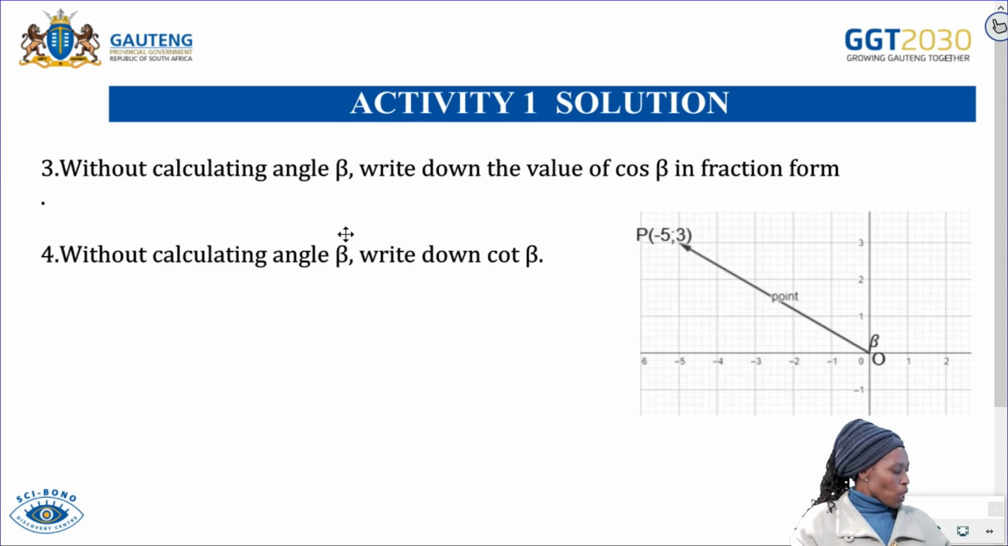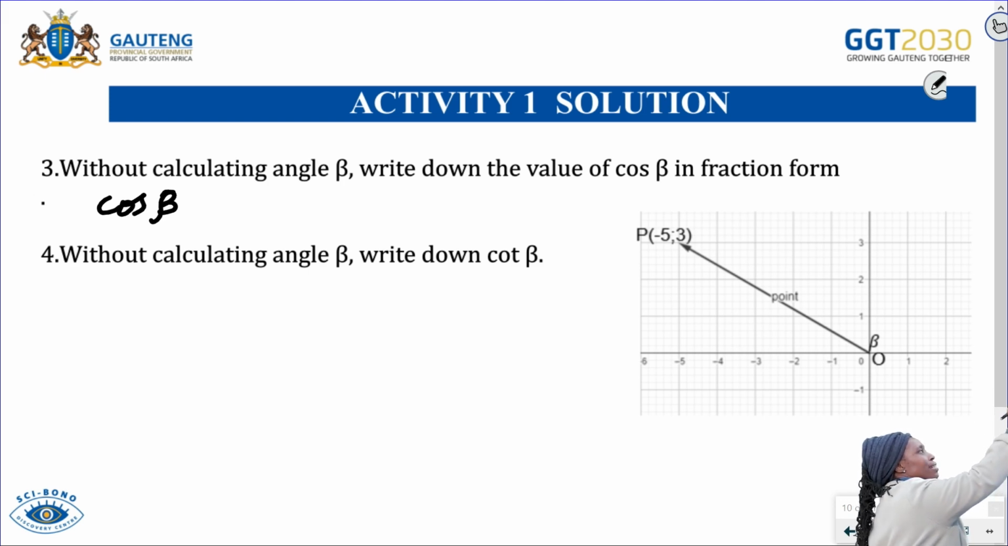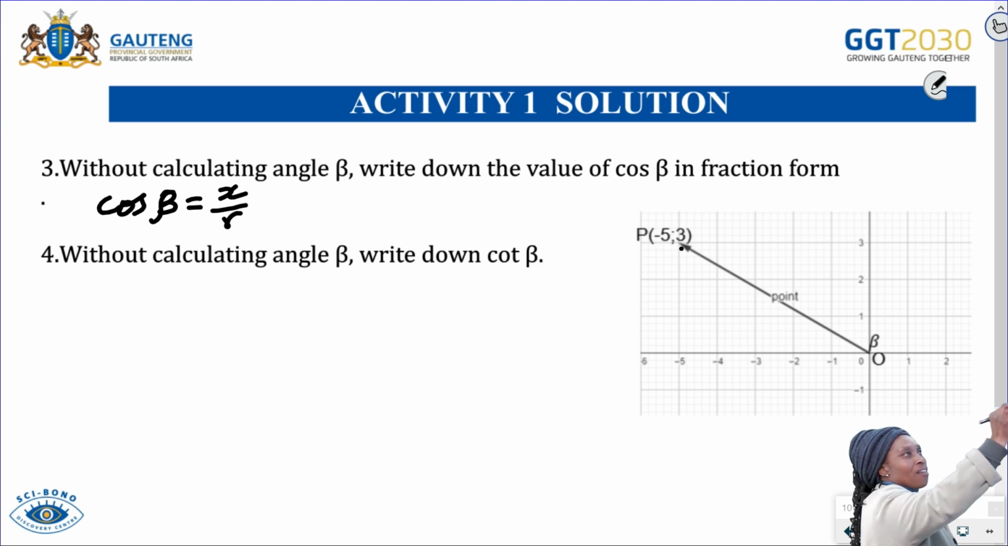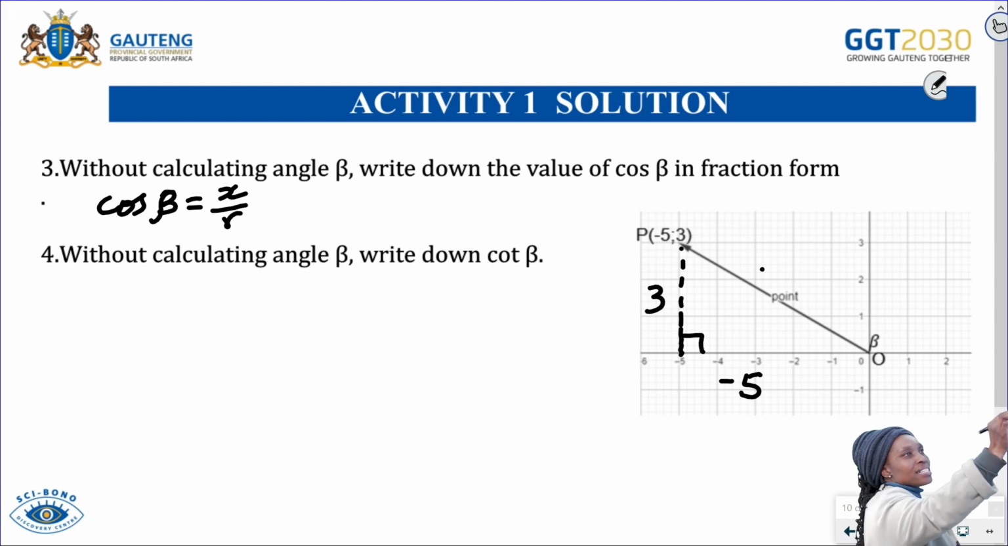Moving on to question 3. Question 3 says I must calculate angle beta. Without calculating angle beta, write down the value of cos beta in fraction form. I want to know the value of cos beta. Remember, cos beta is what? x over what? Over r. And I've got my values on my right angle triangle, -5, 3, and my r I said is square root 34.